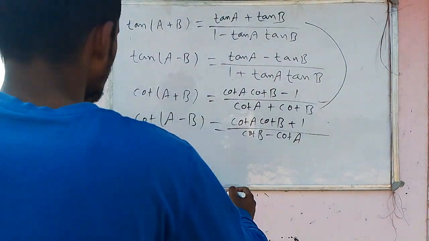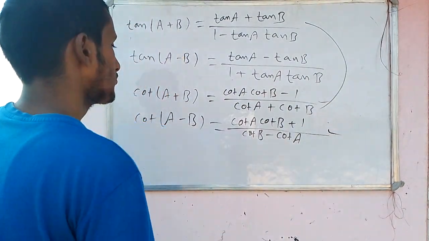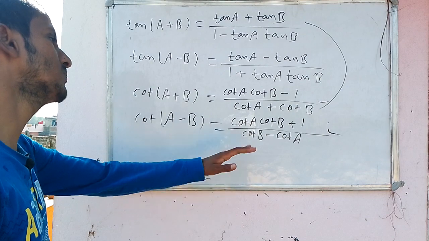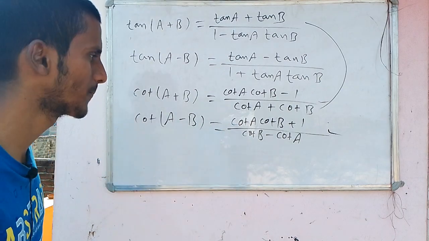And this is the formula for cotangent A minus B. That is just the result, and I didn't prove it. I want you to prove this on your own.